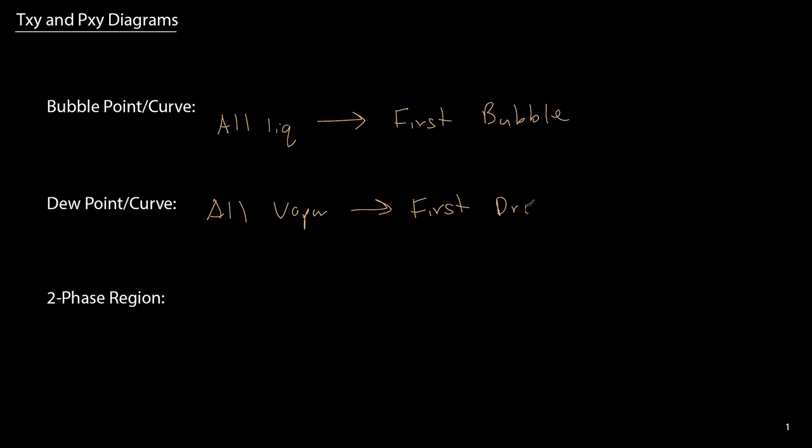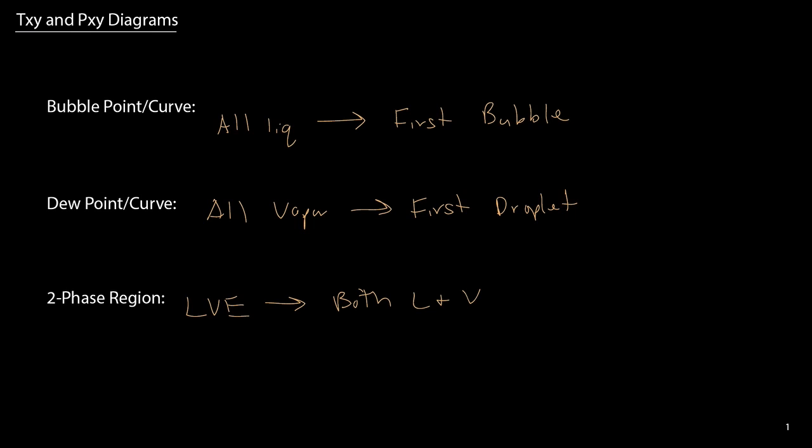The bubble point, or curve, depending on if you want to keep a concentration fixed or change it, is where we have all liquid, and we are witnessing the first bubble of vapor being formed. Conversely, the dew point is where we have all vapor, and we change the temperature and pressure, and we get the first droplet formed. The two-phase region, also the liquid-vapor equilibrium region, is where we have both liquid and vapor coexisting simultaneously.